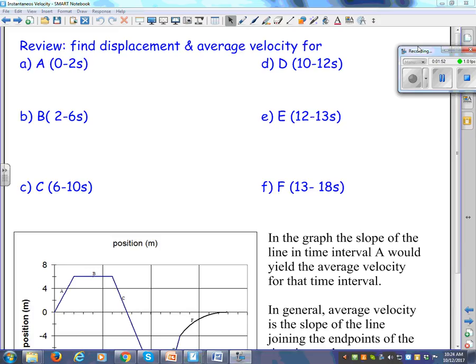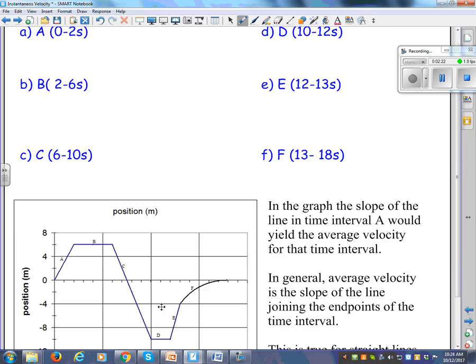First, let's review. What have you got there? You got a little review there? Okay. So I want you to find the displacement and average velocity for intervals A, B, C, D, E, and F. When you find average velocity, again, basically you're finding the slope, right? You're finding the slope. So go ahead. Actually, you know what? Don't even bother with displacement, because to get the average velocity, you have to find the displacement, right? So just find those slopes for intervals A, B, C, D, E, and F. And you might struggle a bit with F, and that's okay.